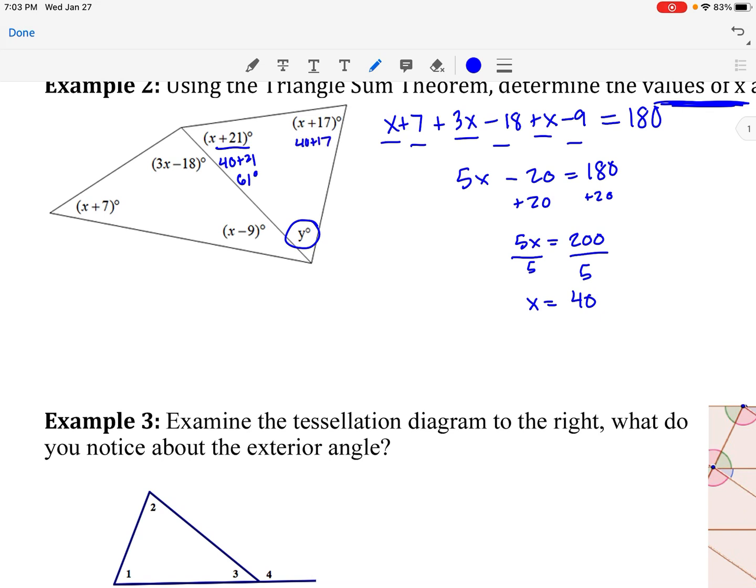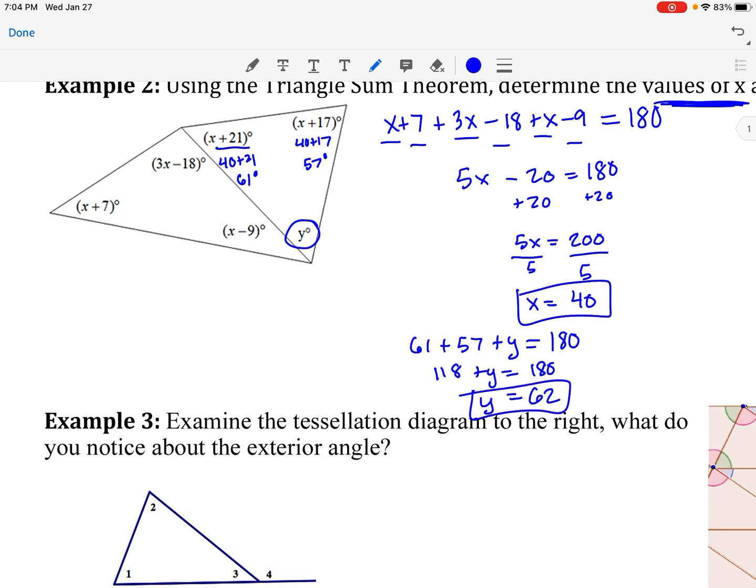40 plus 17 over here. So that gives me 57 degrees for that angle. So that will make our equation a little bit easier when we set it up to solve for y. So now we have 61 plus 57 plus y equals 180. So that's our triangle sum theorem for the second triangle. And that would give me 118 added together plus y equals 180. Then I could minus 118 from both sides, and I end up getting y equals 62. So that is the two pieces of our answer.